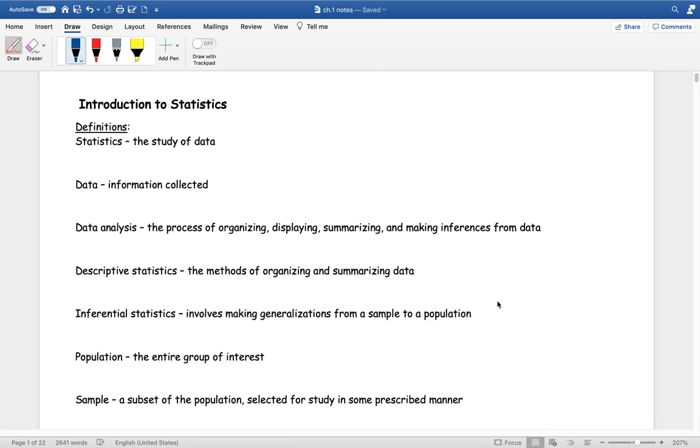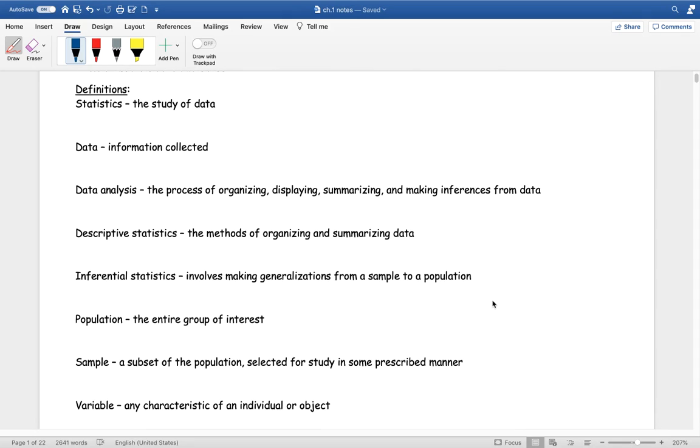Hey everyone, so today we are going to be covering the introduction to Chapter 1 as well as Lesson 1.1, Analyzing Categorical Data. The introduction just basically is about vocabulary.